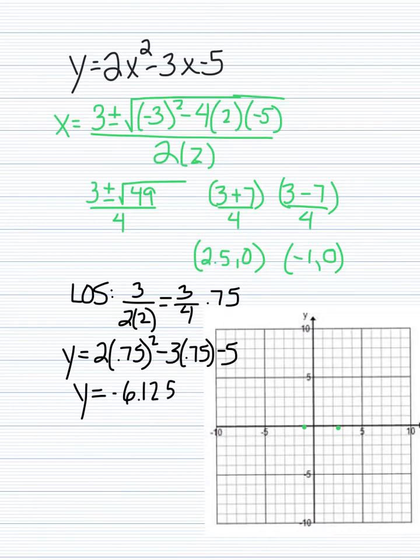I feel like we've seen that before. All right, so the vertex is 0.75 and -6.125. So I'm going to plot that point. Okay, so 0.75, that's a little bit more than half, a little less than 1, and -6 would be like right about here. Okay, so then I'm going to make my graph through those. And there you have it.